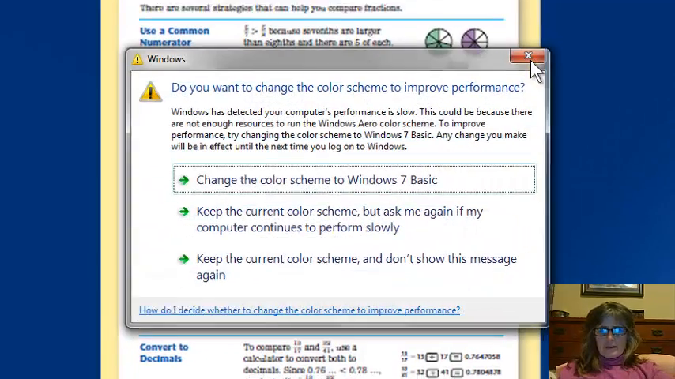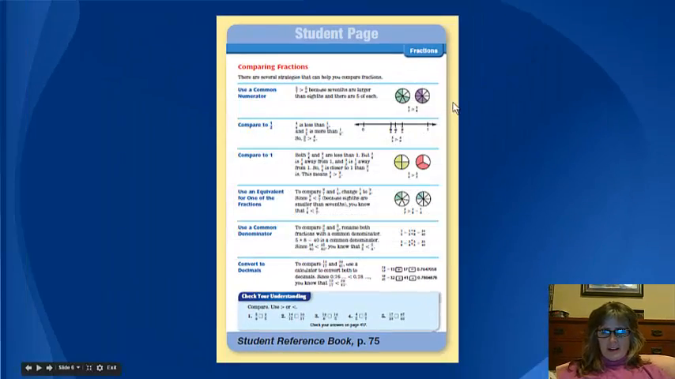The other one that people find really helpful is compare to a half. That puts it in perspective. Comparing to 1, most kids don't find that as helpful as comparing it to a half. Using equivalent fractions, people find that really helpful: finding a common denominator and changing the fractions so they both have the same denominator. That's something you do kind of at the last part. If you totally can't tell, then change it to a common denominator.